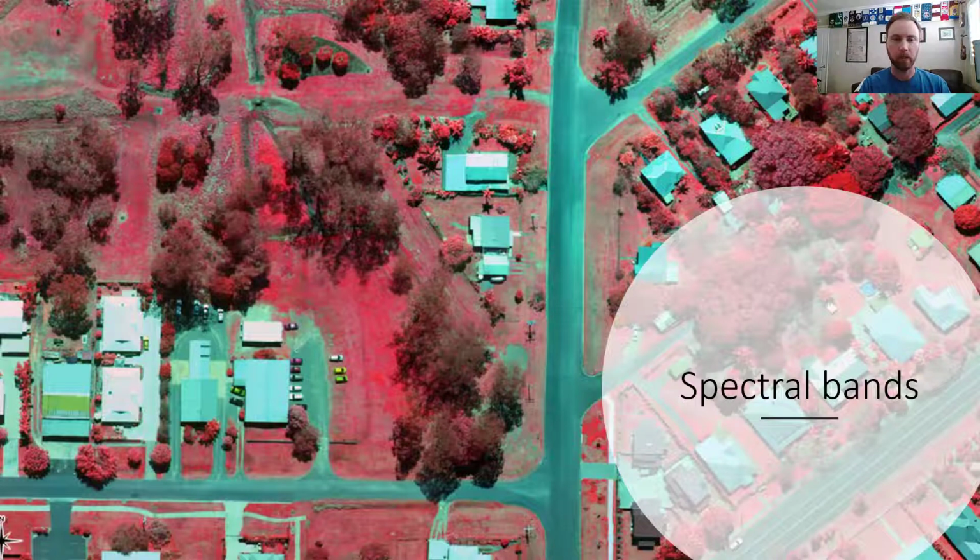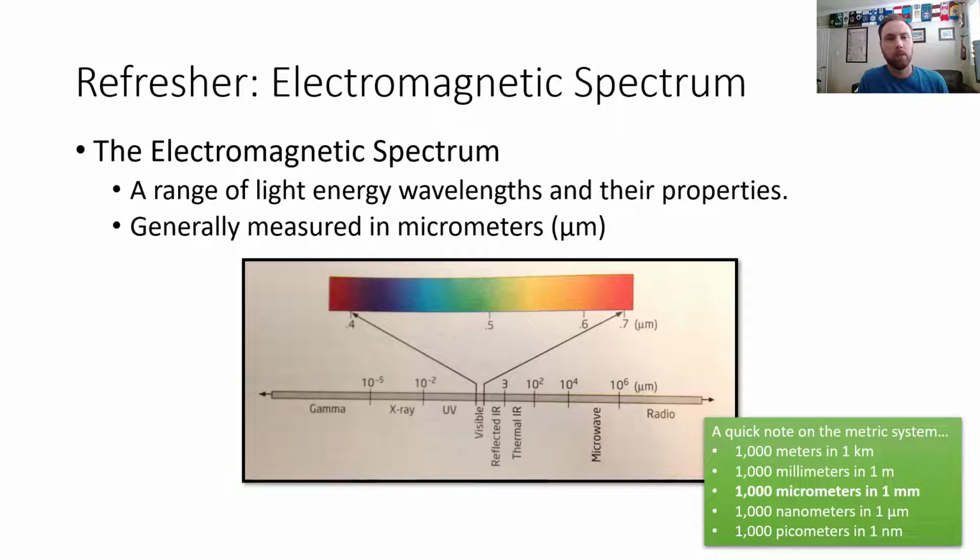Okay, spectral bands. So just as a quick refresher, and I talked about this during week 1, spectral bands obviously exist along the electromagnetic spectrum. So the spectrum is a range of light energy wavelengths and their properties. They're generally measured in micrometers, which is visible there. And I have a little quick reminder down at the bottom. So within a micrometer, there are 1,000 nanometers.